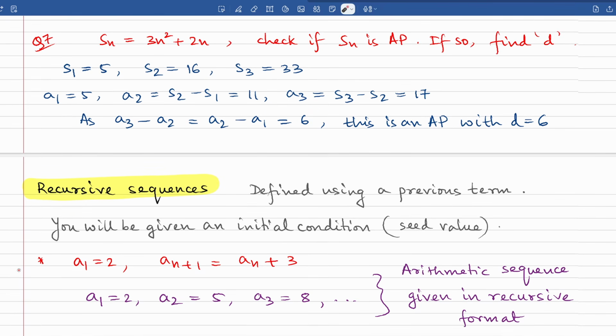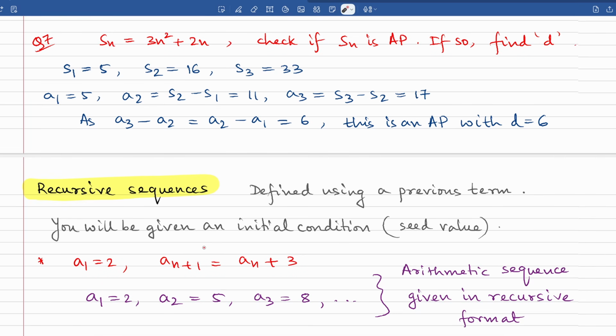So let's assume a1 is equal to 2 and I write a of n plus 1 is equal to a n plus 3. So this would mean a1 is 2, that is given, a2 is 5, a3 is 8. So you see that this was an arithmetic progression. I rewrote it using the definition of a recursive sequence.